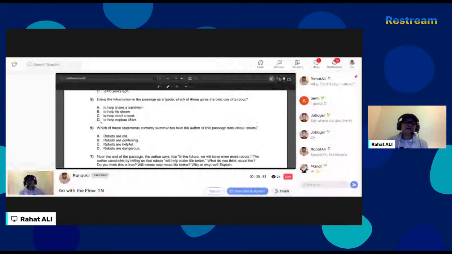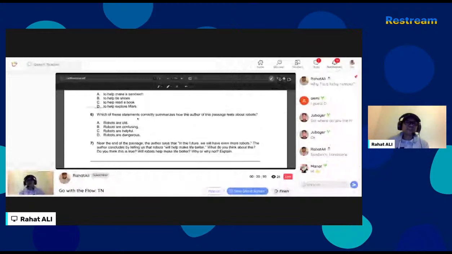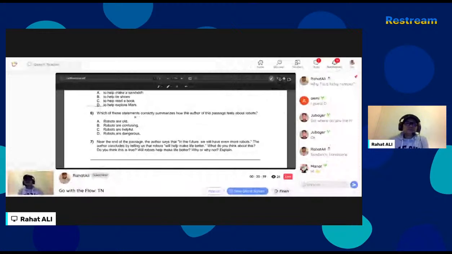So the best option will be number 5, to help explore Mars. Number 6, which of the statements correctly summarizes how the author of this passage feels about robots? A, robots are old. B, robots are confusing. C, robots are helpful. D, robots are dangerous. What do you think, guys? Which one is correct according to the passage? Once again, the choices are A, robots are old; B, robots are confusing; C, robots are helpful; D, robots are dangerous. Okay, guys, remember that robots are helpful. So C is the correct answer in this case.